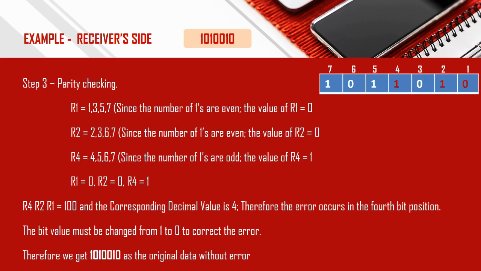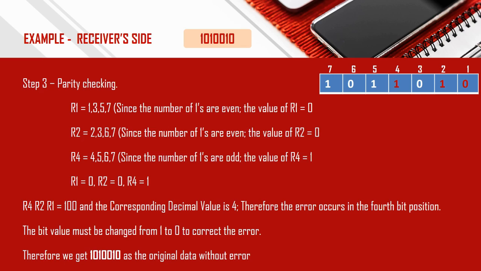Next, we have parity checking. We have to check the parity. How do we check the parity? R1 is equal to 1, 3, 5, 7. Since the number of ones are even, the value of R1 is equal to 0. Let's check. At the first position we have 0, and third position we have 0, fifth position and seventh position we have 1. We have two ones, so the number of ones are even, so no need to add 1 to that, so the value of R1 will be 0.